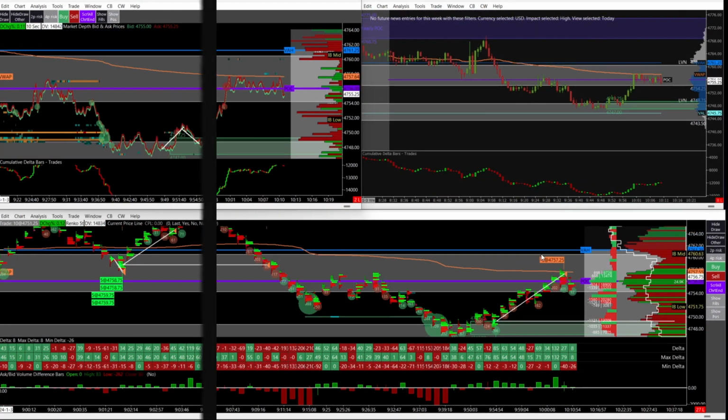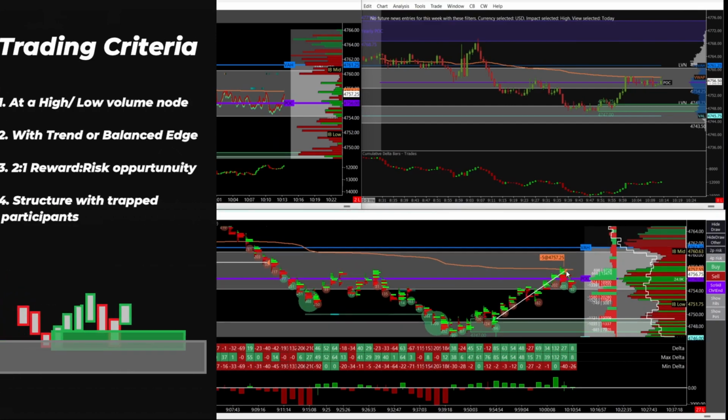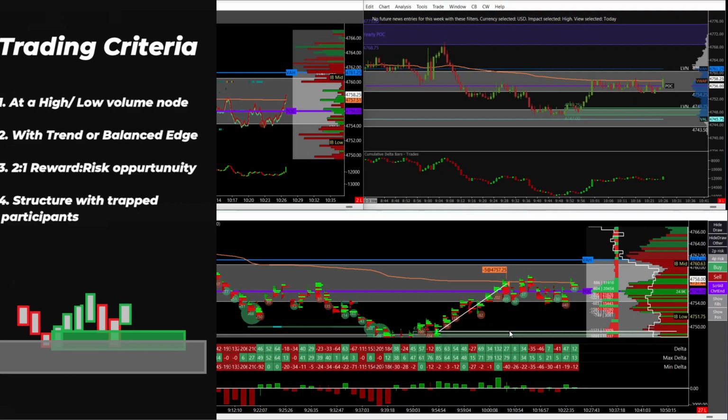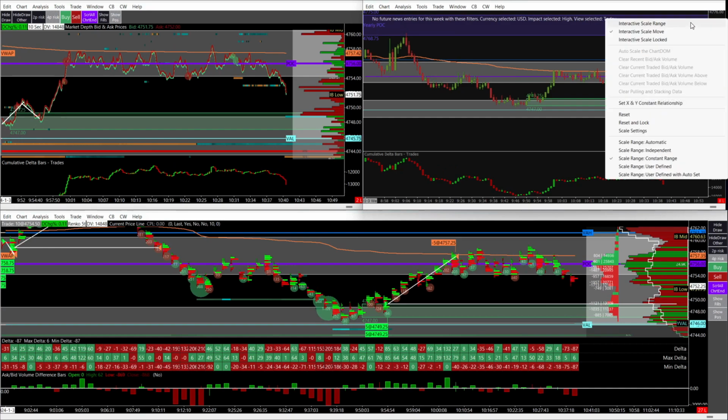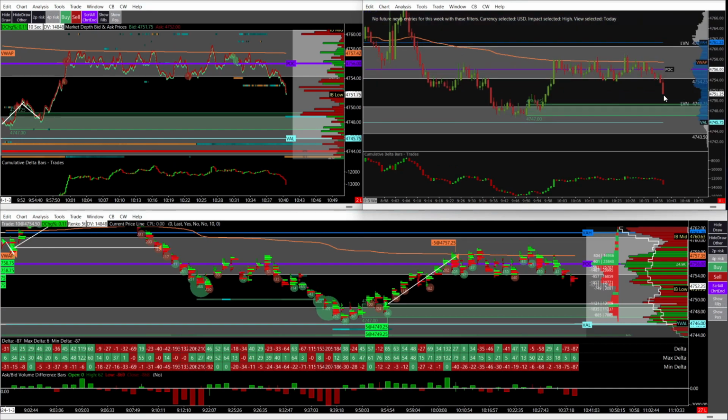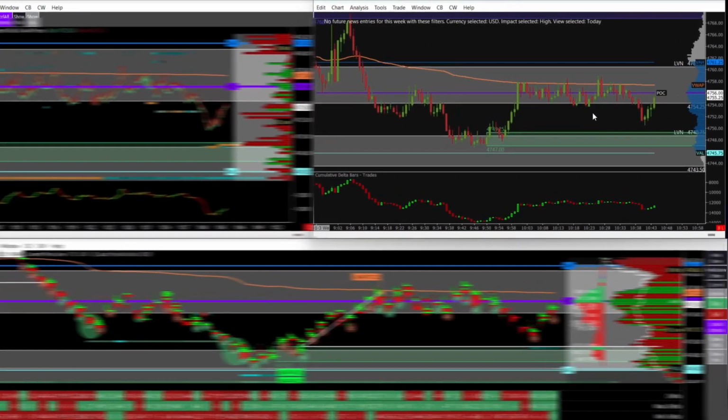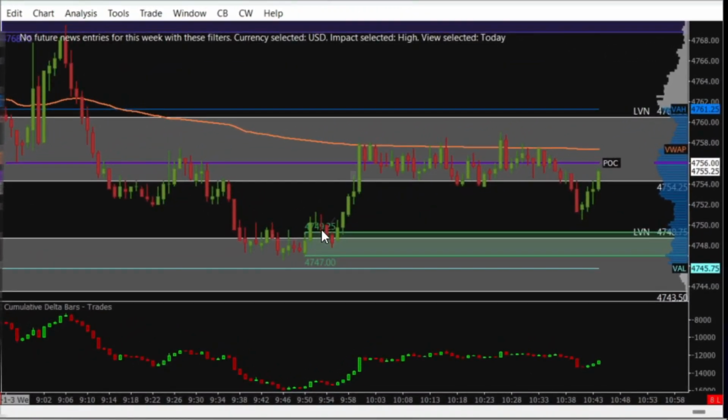Got my entry. My first target just happens to be at VWAP, which was also 8 points. And it was good. I was happy with the entry, happy with the trade. But we can see over here on the 1 minute, we're now resting. And with rest comes directional movement. So I was waiting for prices to balance, directional move, balance, directional move to value high.